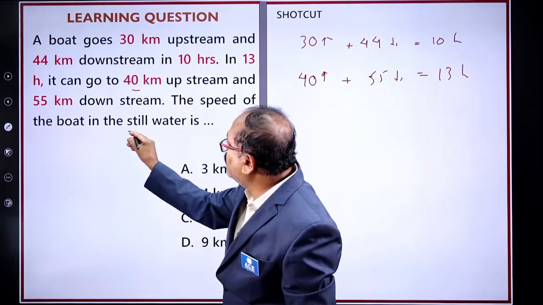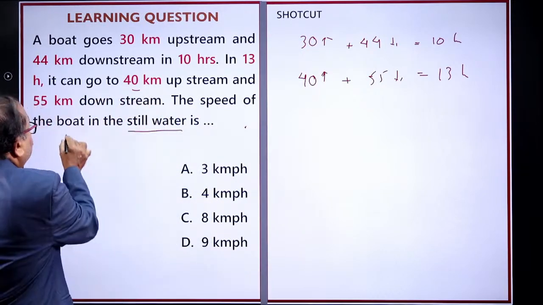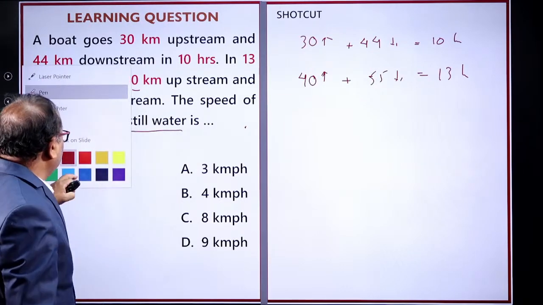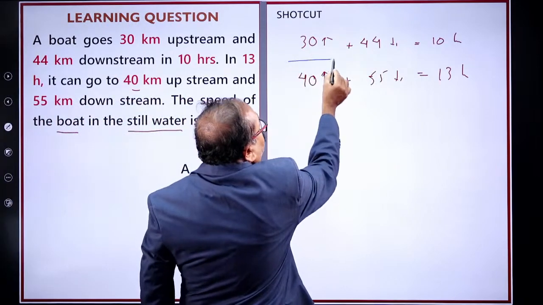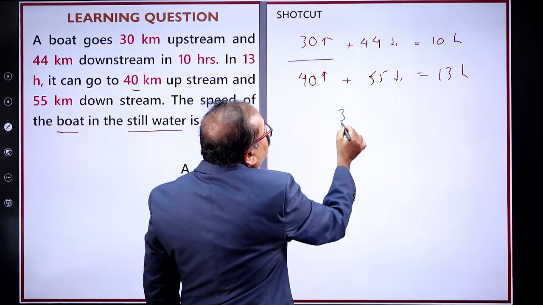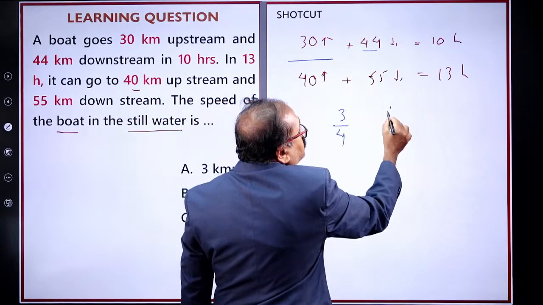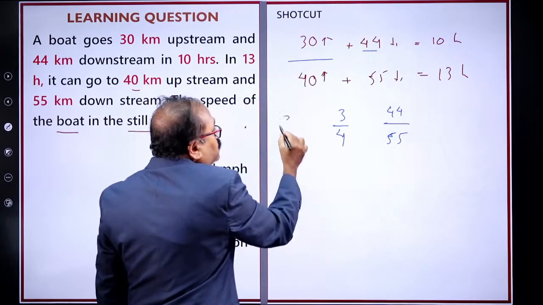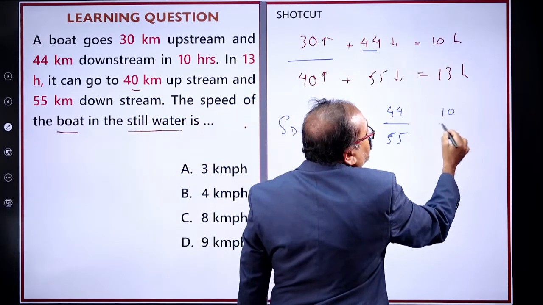You are asked to find out the speed of the boat in still water. I will start it, and after some time I will give a pause so that you can answer the question here. Now I will take the ratio of this, which is 3:4. And I will take this distance, that is 44 km downstream and 55 km downstream. This will give us the speed of downstream. And the time taken for the whole is 10 here and 13 here.